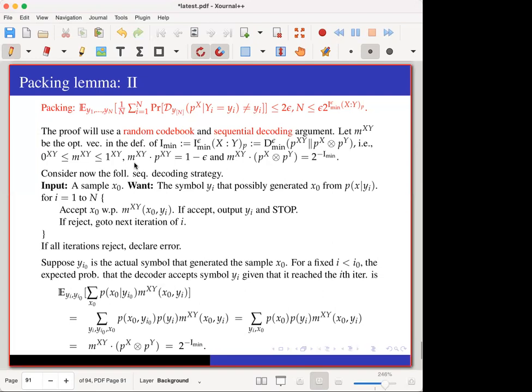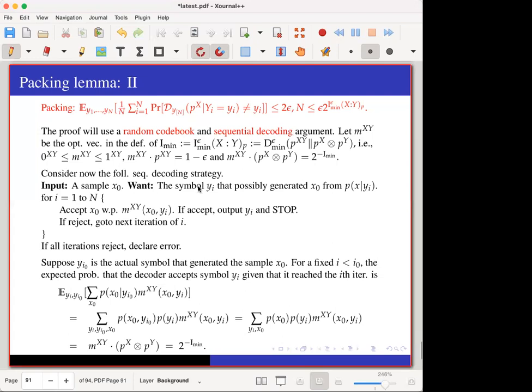Remember, the vector M can be thought of as the success probability of a hypothesis testing algorithm, a private coin hypothesis testing algorithm. On the ideal hypothesis, it accepts with probability 1 minus epsilon. And if you feed in the imposter hypothesis, which in our case is the product of the marginals, then my private coin hypothesis test will accept only with probability 2 to the minus I mean. And again, this is equality for the optimization. So we had argued this, and this is what we have.